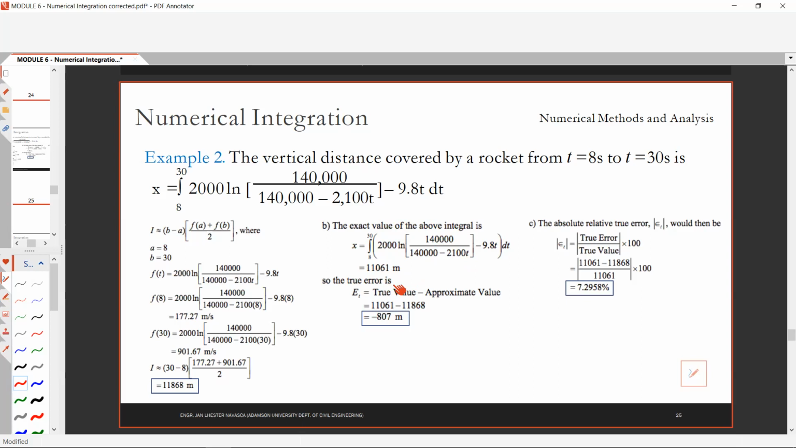So therefore, the true error is given by the equation true value minus the approximate value. So the true value is 11,061 minus the approximate value of one segment trapezoidal only, we have 11,868. So the difference is negative 807 meters. Okay, so ito yung true error.